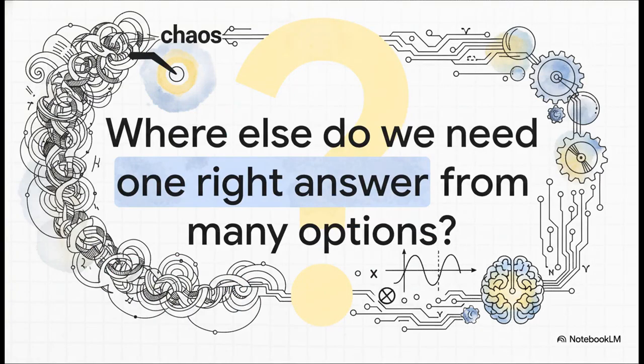So really, the big idea here is that sometimes, to get a clear, useful answer from a messy, infinite problem, you have to create rules. You have to narrow the playing field to find clarity in the chaos. So it gets you thinking, right? Where else, in technology, in science, maybe even in our own lives, do we need to choose just one right answer from a whole world of possibilities?